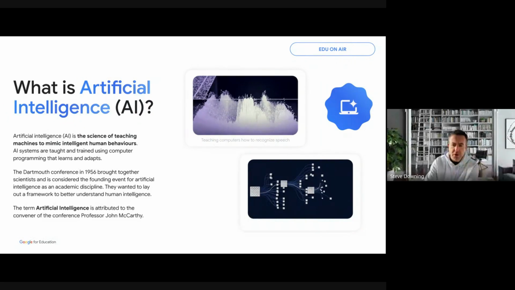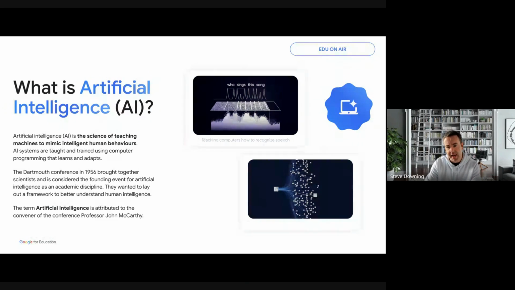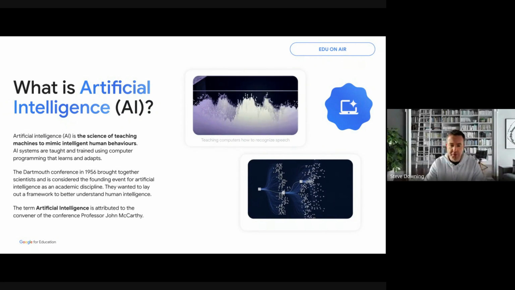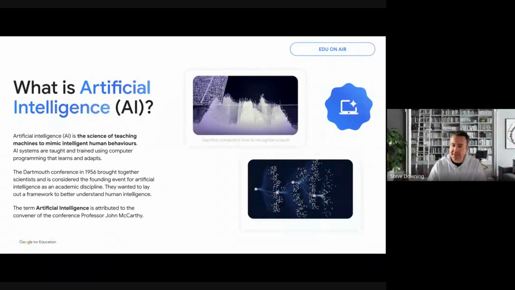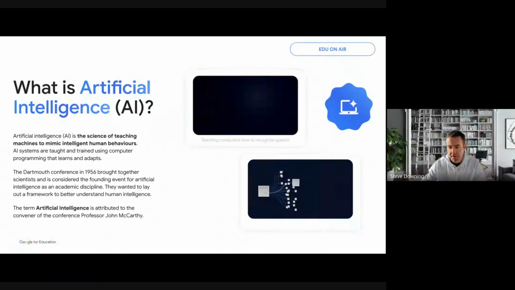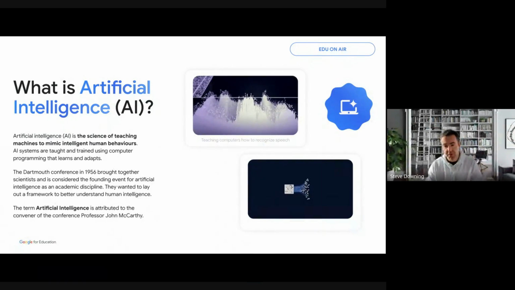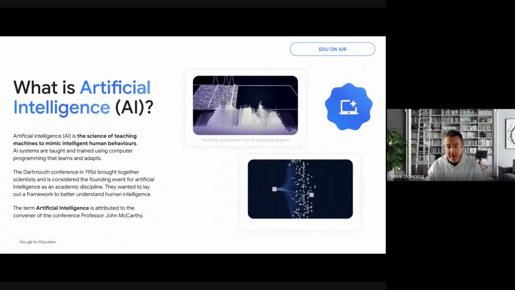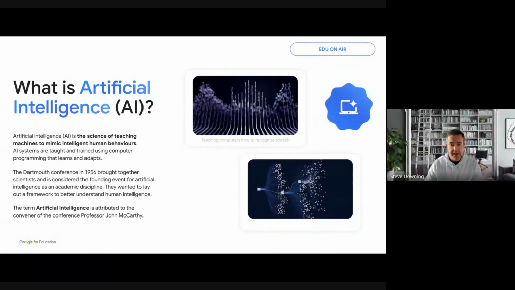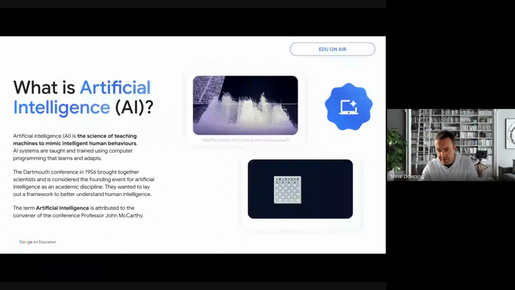So we know where AI fits into our daily lives, but actually sometimes defining AI can be a little bit challenging. So if we go back to a fundamental definition, AI is the science of teaching machines to mimic intelligent human behaviors. And in fact, one of the key tests for AI was entirely based on whether a computer could adequately fool a human being into thinking they were communicating with another human being, the Turing test.